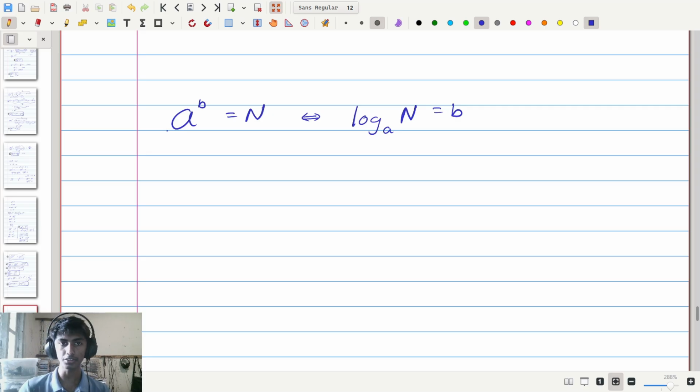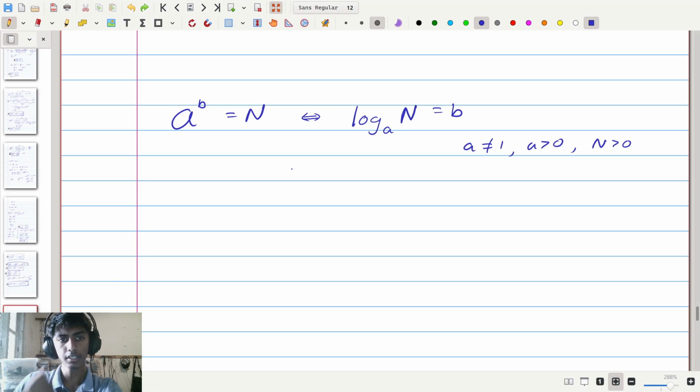However, there are some limitations to this. We have the limitation that a should not be equal to 1, a should be greater than 0, and n should be greater than 0. I'll explain why it's limited and why we want to keep it in this limited fashion, and why we need a to not be 1, because that might seem like a little bit of an odd choice. Why can a not be 1? So let's go into that.